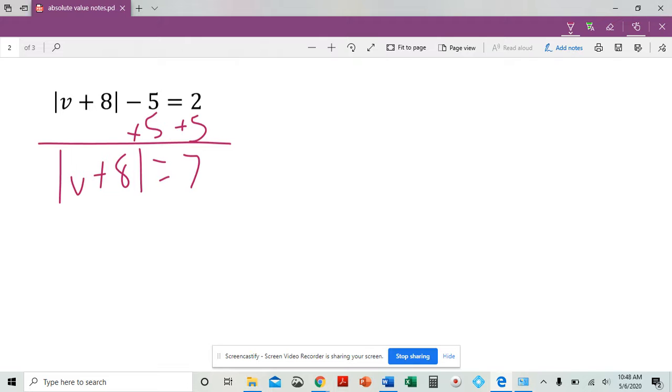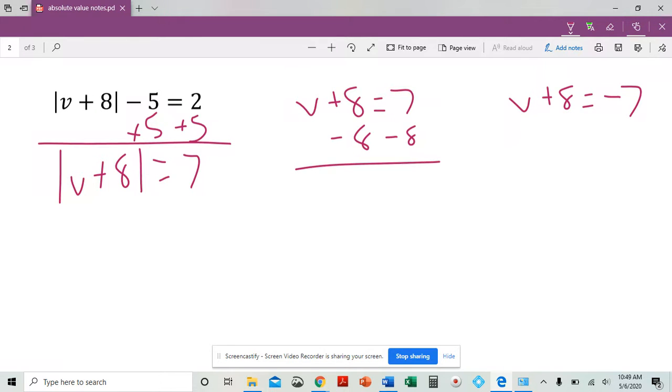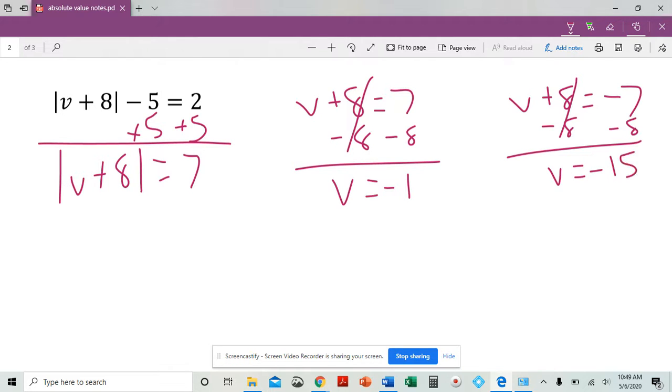And now this is where we're going to write our two equations. So v plus 8 equals 7. V plus 8 equals negative 7. So we're going to subtract 8 from both sides. V is going to equal negative 1. And again, subtract 8 from both sides over here. V is going to equal negative 15.